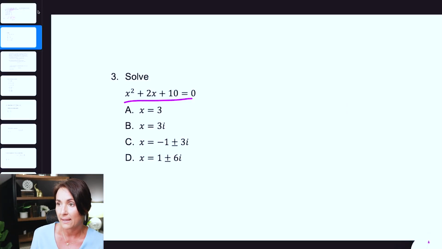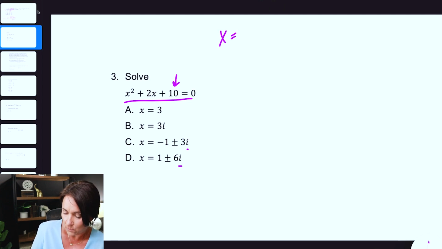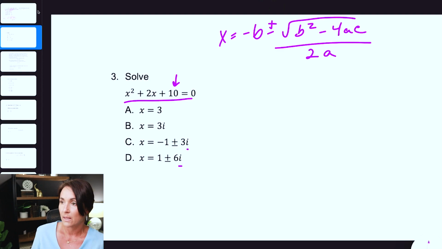All right, so we're looking at number 3 here, and we have a polynomial that we're working with complex numbers here. And I know that 10 does not have factors in it that add up to 2. So I'm going to need to use this equation: x equals negative b plus or minus the square root of b squared minus 4ac, all over 2a. Now I'm just going to plug in these numbers. This is a, this is b, and this is c. a is 1, b is 2, c is 10. Right? So let's get into this here.